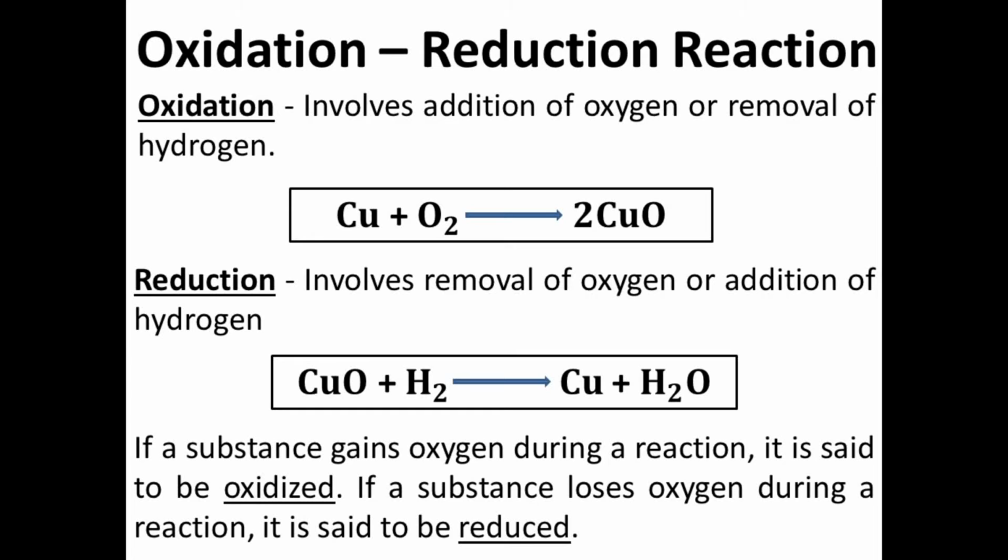But in the last reaction, CuO plus H2, which is forming Cu plus H2O, oxygen is being removed. So it is known as a reduced substance. So we can say that in this reaction copper is reduced. In the first reaction the copper is oxidized, but in the second reaction the copper is reduced. So we can say that if a substance gains oxygen during a reaction, it is said to be oxidized, but if it loses oxygen, it is said to be reduced.